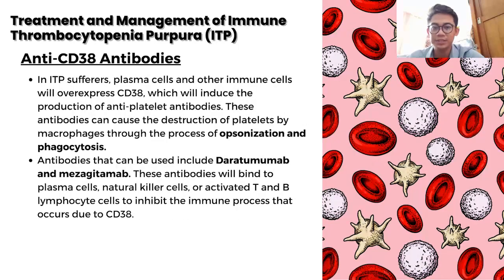The second therapy is anti-CD38 antibodies. In ITP, plasma cells and other immune cells express CD38 on the cell surface, which induces the production of antiplatelet antibodies. These antibodies can cause the destruction of platelets by macrophages through the process of opsonization and phagocytosis.